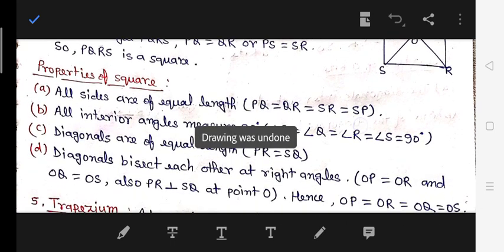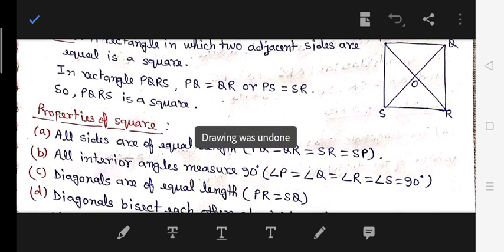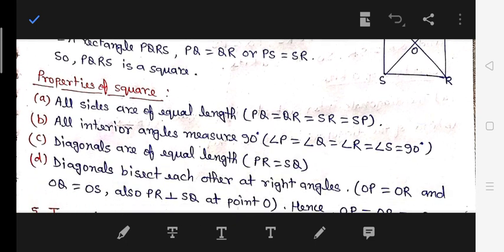In the square all the sides are of equal length. So all the four sides will be equal, that is PQ equals QR equals SR equals SP. All these four sides are equal. All the interior angles measure 90 degrees, that is angle P equals angle Q equals angle R equals angle S equals 90 degrees. Diagonals are of equal length. In the square both the diagonals are equal. It means PR equals SQ.